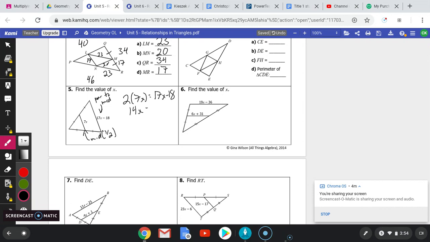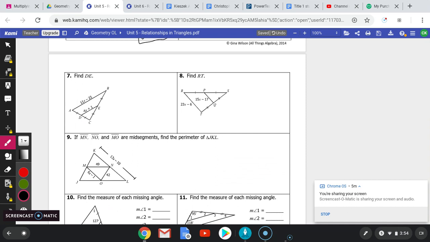So 14x equals 17x minus 18. Subtract 17x, so I get negative 3x equals negative 18, so x equals 6. And in this case here, that's all the problem.